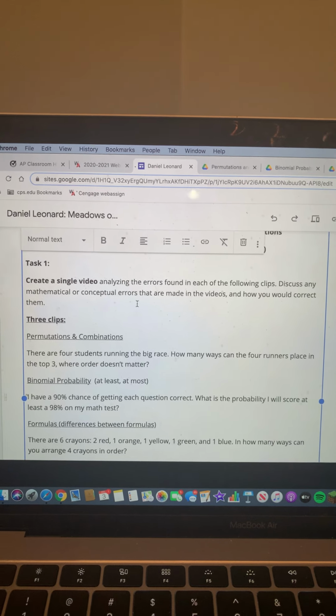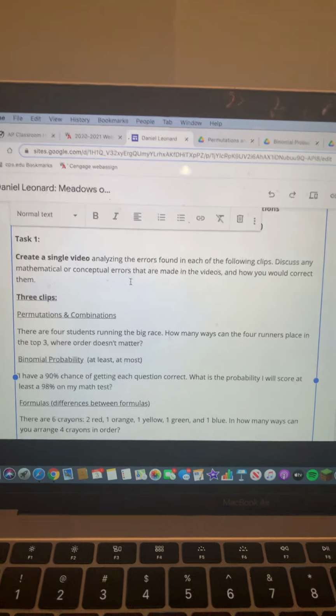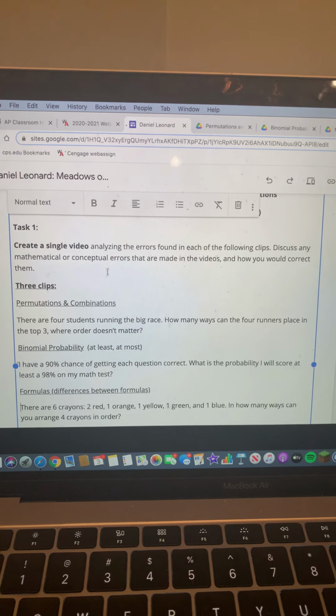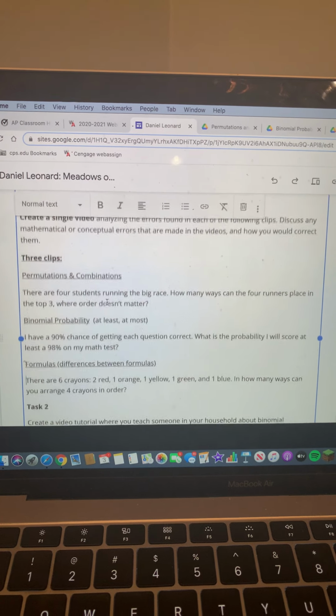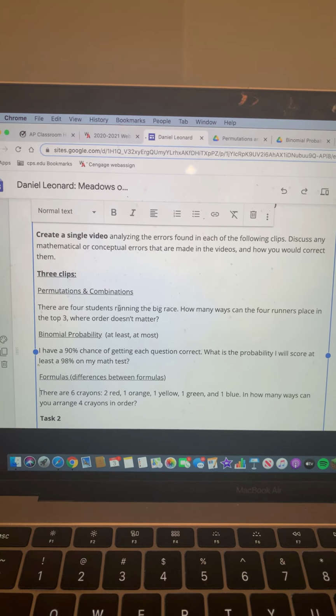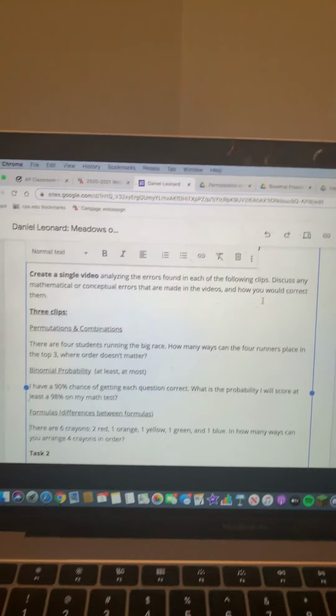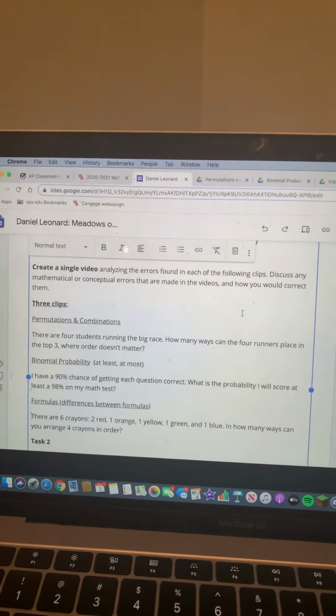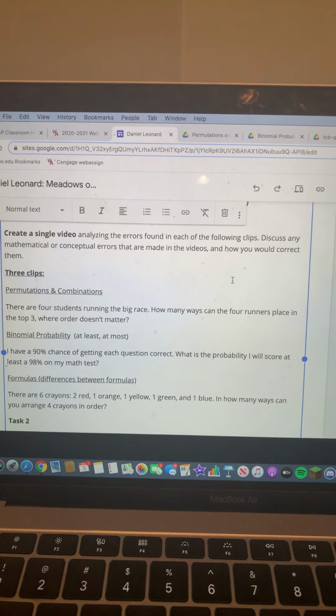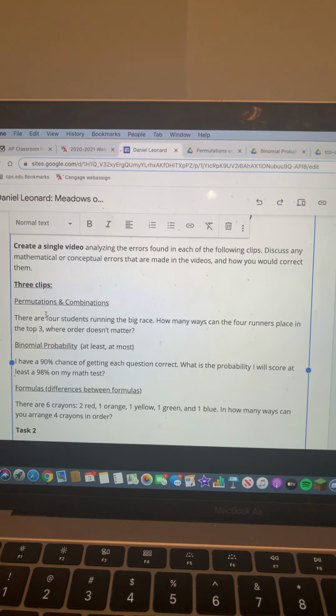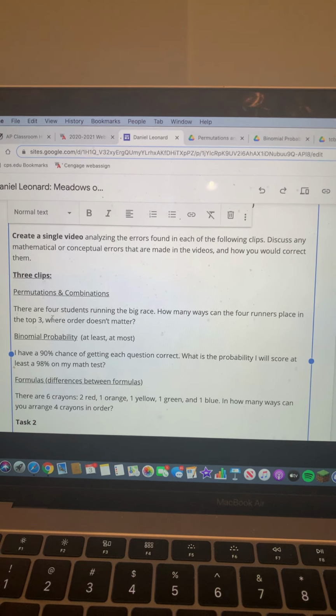Okay, so today we are going to be analyzing the errors found in some clips, discussing the mathematical and conceptual errors, and how I would solve them, and I actually will be solving them to show you the answer that I got and the correct answer. All right, so in this first clip, there are four students running the big race.